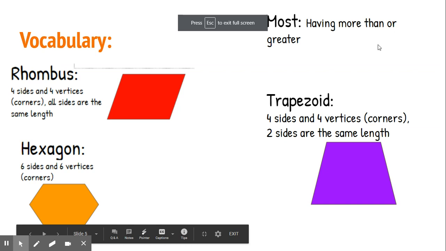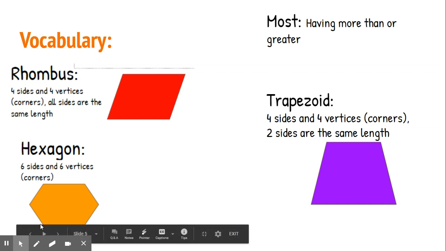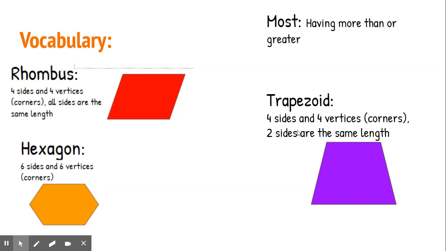Important vocabulary for this lesson is a rhombus. A rhombus has four sides and four vertices. All the sides are the same length. This red shape right here is a rhombus. Hexagon. Hexagons have six sides and six vertices. This is the hexagon. And trapezoid. A trapezoid has four sides and four vertices. Two sides are the same length. And our last vocabulary word is most. Most means having more than or greater.